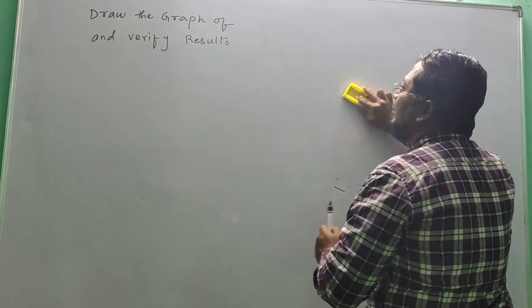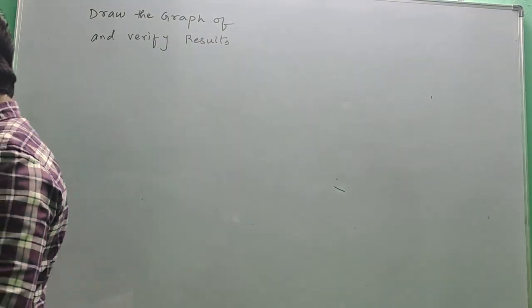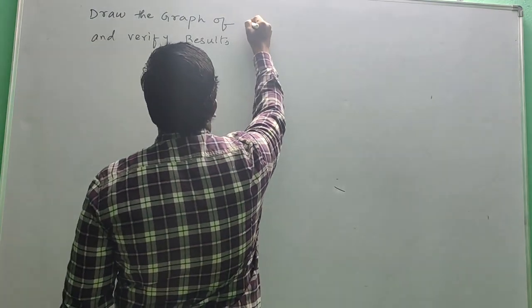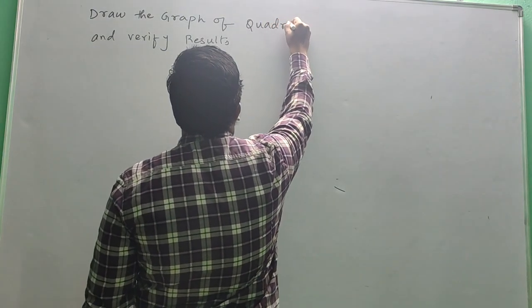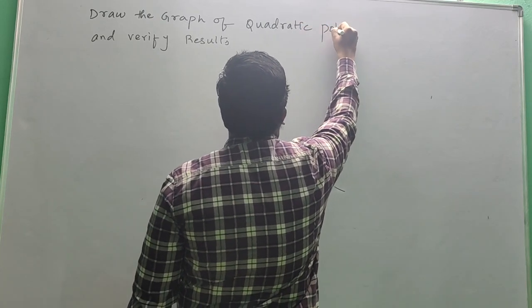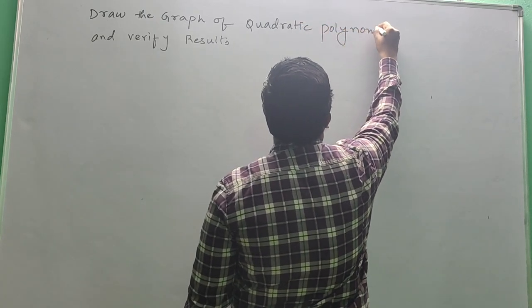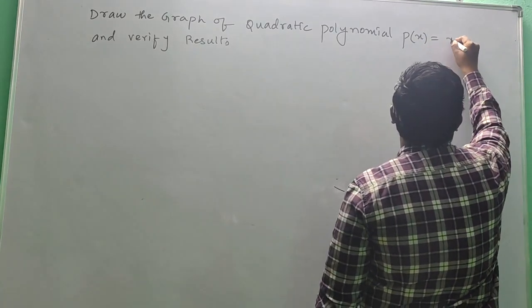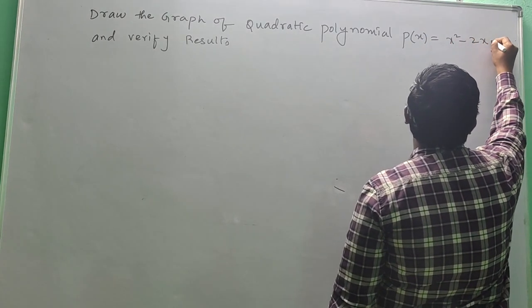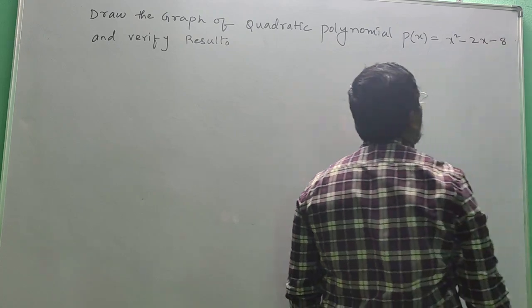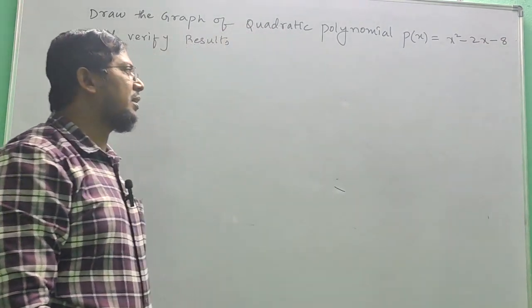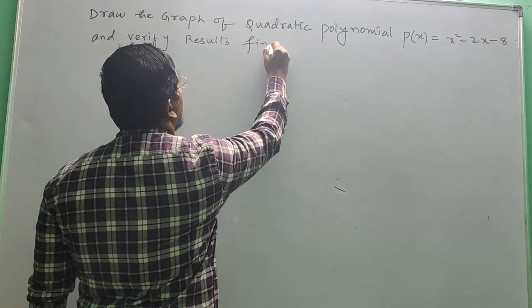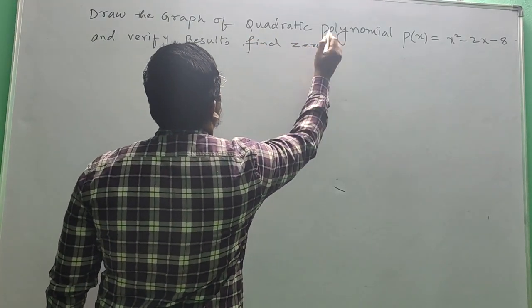Draw the graph of the quadratic polynomial p of x is equal to x square minus 2x minus 8, and verify the results. Find the zeros.